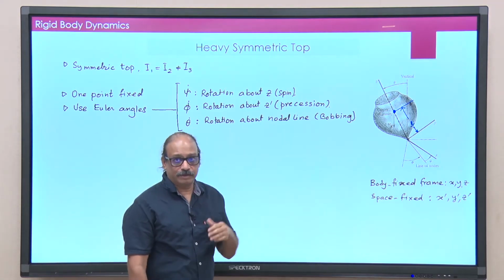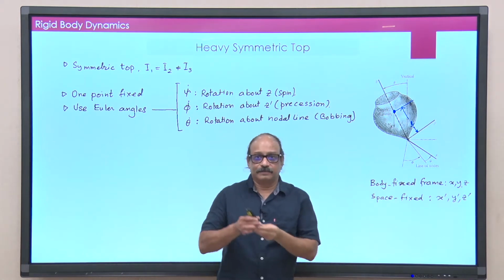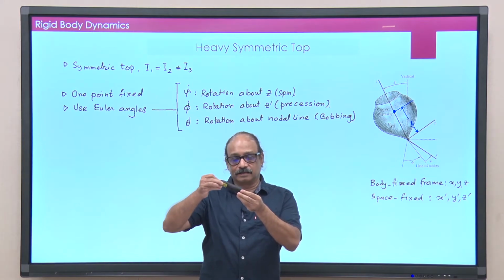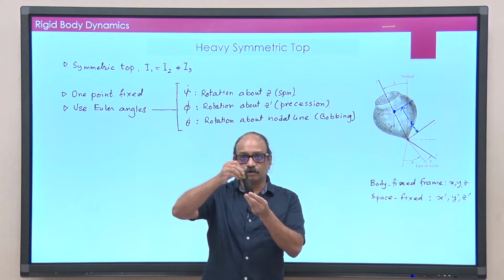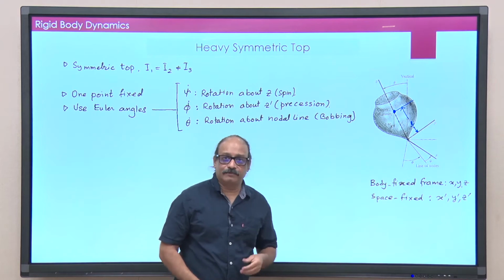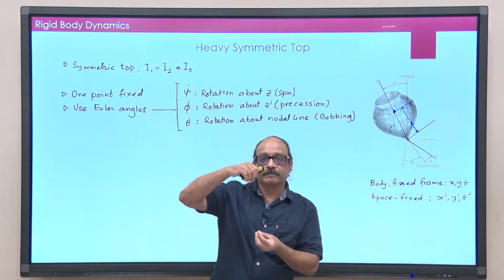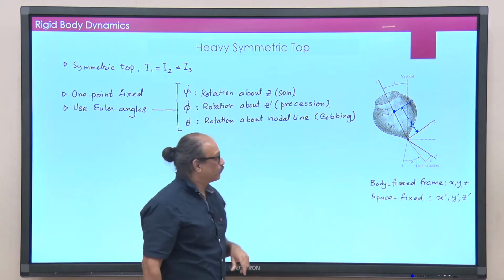The third motion is that angle theta can also change, which means that while spinning, the axis tilts away from the z prime axis or goes closer to it. Both are possible, and very commonly we see a motion where the top remains vertical, in which case, of course, theta would be 0.